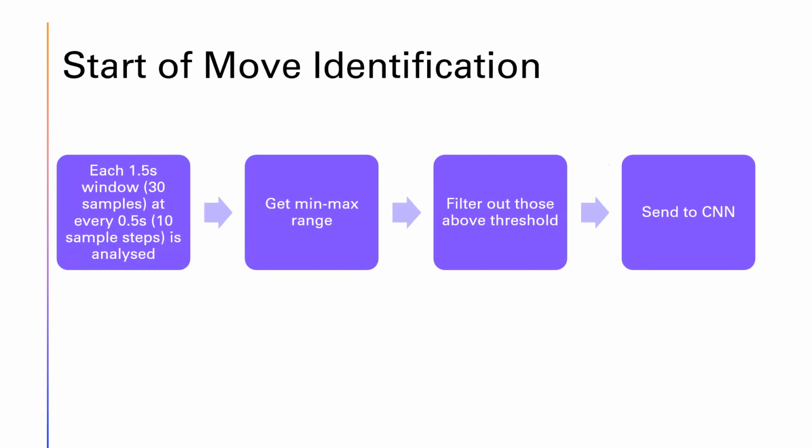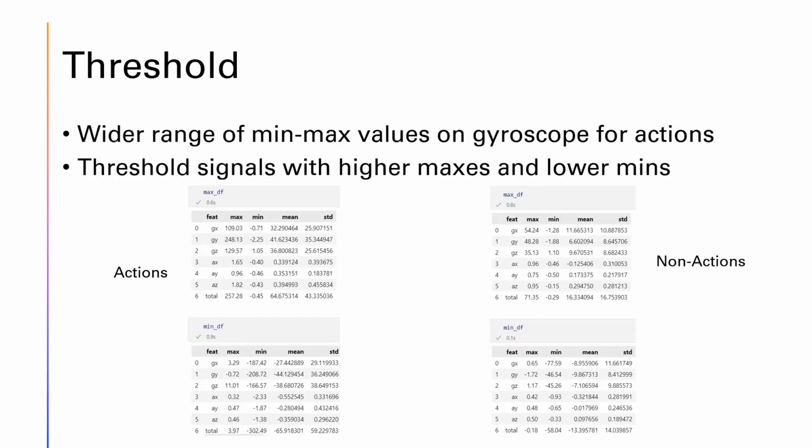Start of move identification involves looking at the minimum to maximum raw values of the raw signals before we extract the features, where we filter out those that don't meet a certain threshold, seen in the next slide. The range of minimum to maximum values on the gyroscope for actions is much larger. For example, GX values on average range from -27 to 32 for actions, while it's just -9 to 11 for non-actions. We can filter signals that have a minimum below -20 and a maximum above 20 before sending it to the neural network.